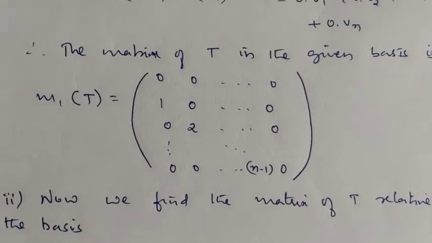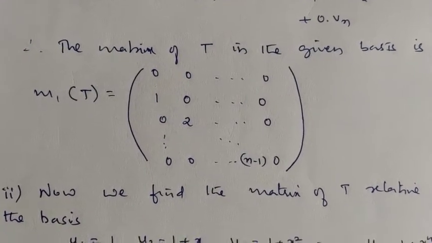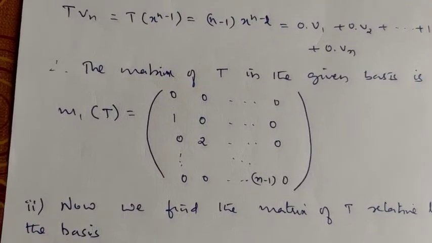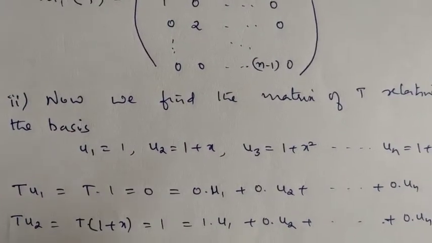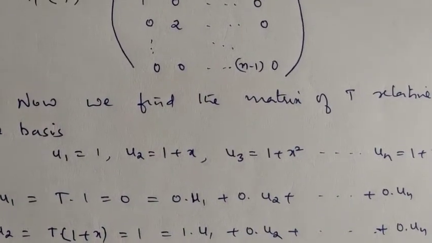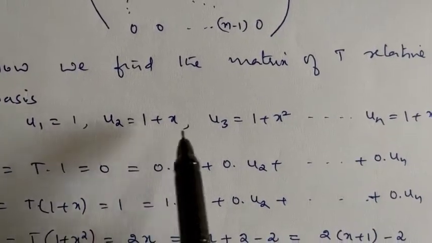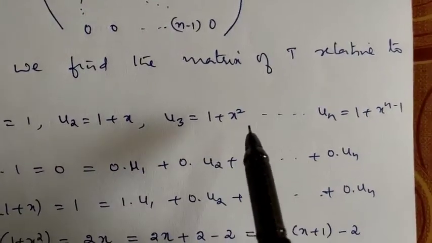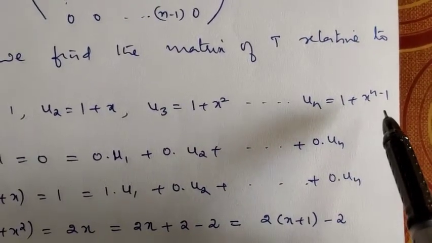Now as I said, if you change the basis, then the matrix of the linear transformation also changes. Let us find the matrix of the same transformation T, the differential operator, for a different set of basis elements. Let us take the basis U1 as 1, U2 as 1 plus x, U3 as 1 plus x square, and Un as 1 plus x power n minus 1.